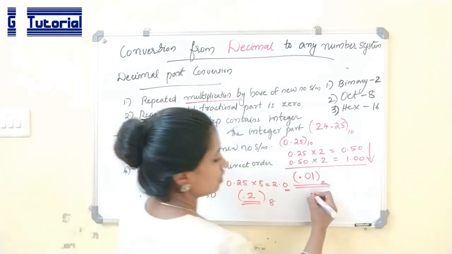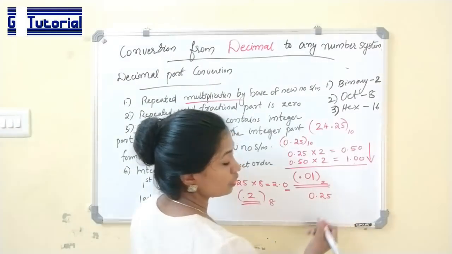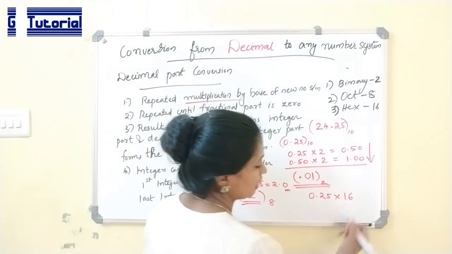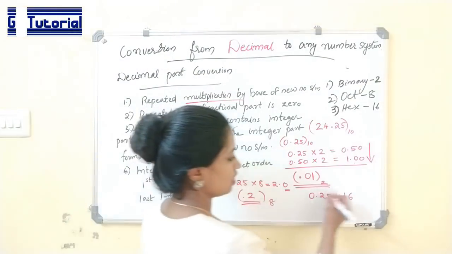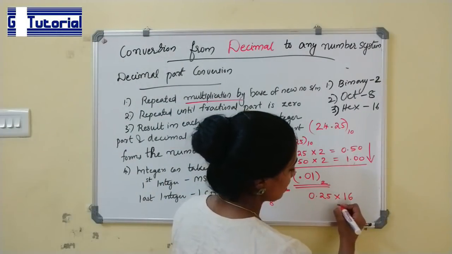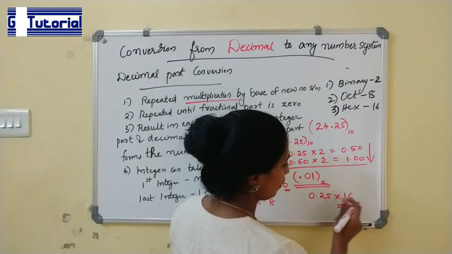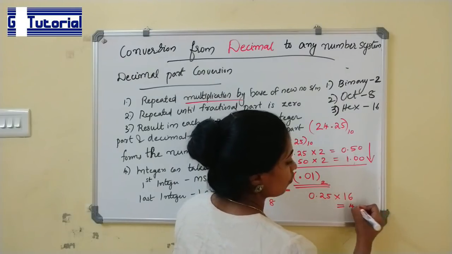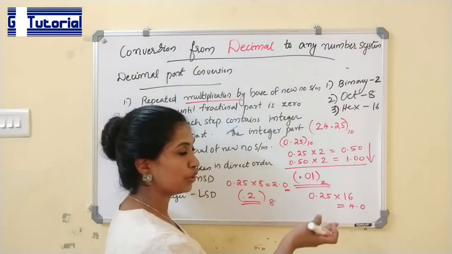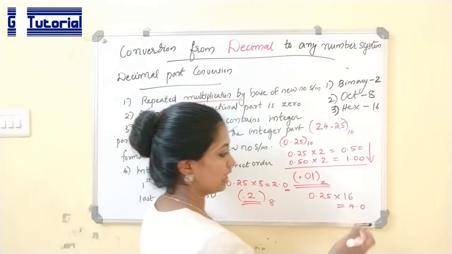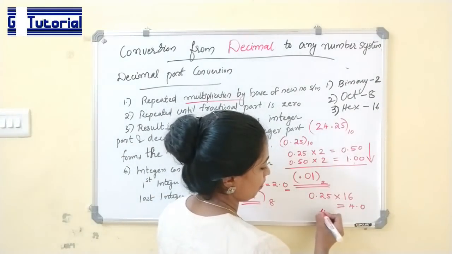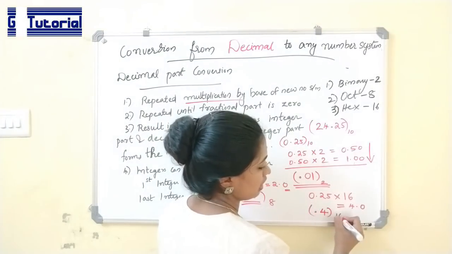Next one is 0.25 to hexadecimal. For that we have to multiply by 16, its base. 0.25 into 16 is 4.00, so 4.0. Here also we do not want to do repeated multiplication since the fractional part has become 0. So the answer is 0.4 in the hexadecimal number system.